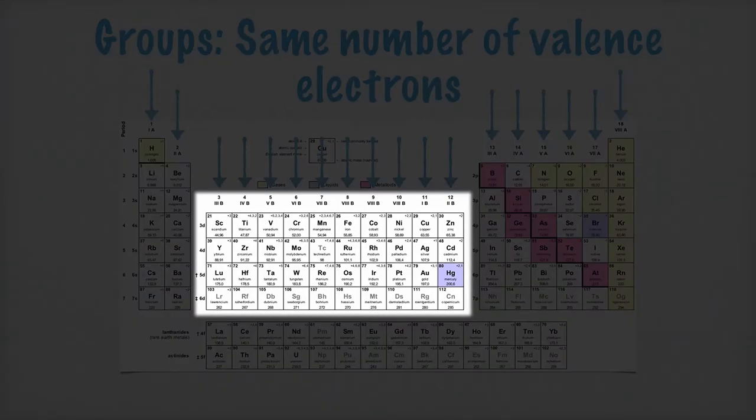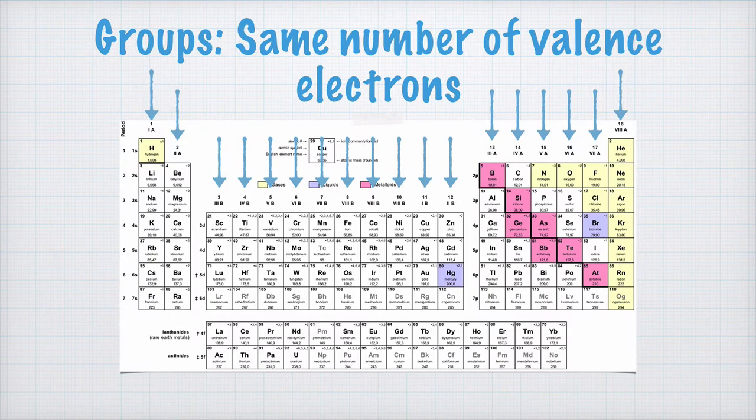These are the so-called transition metals, group 3 to 12. In them, the electron configurations are somewhat more complicated, so I won't go into that in this video.